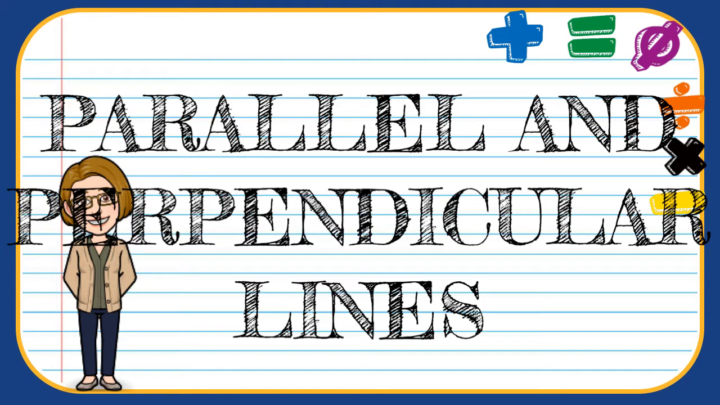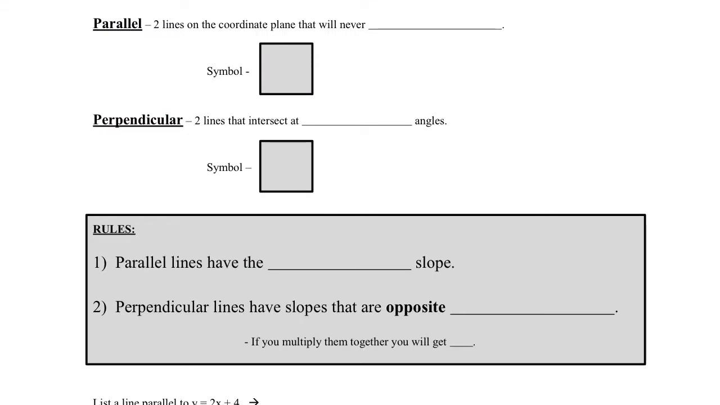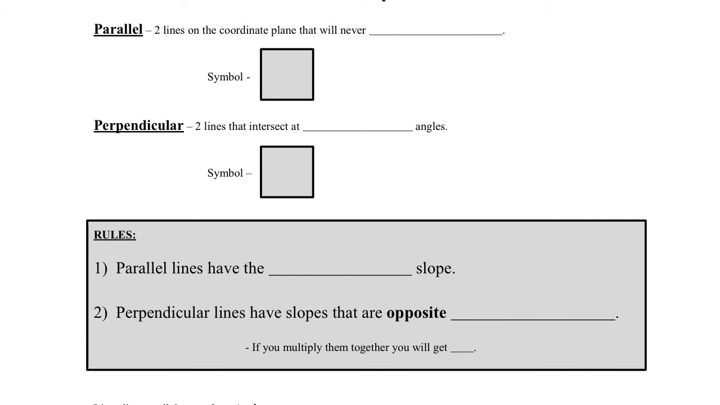Here we're going to look at parallel and perpendicular lines and how we can tell if two lines are parallel, perpendicular, or neither of the two. So if we're looking at parallel lines, the one unique thing about parallel lines is that they're never going to intersect. If we drew a picture of parallel lines, we'd have two lines that would run next to each other forever, but they'd never touch.